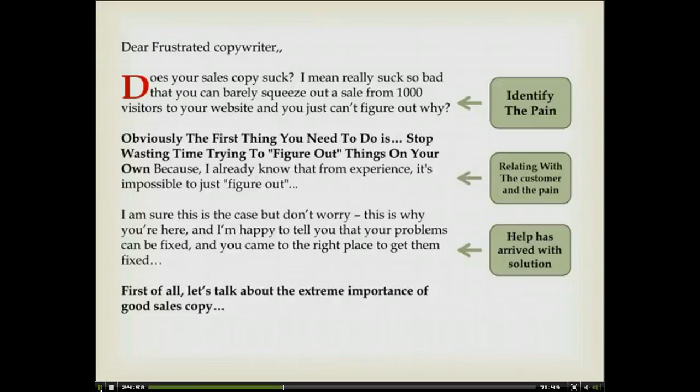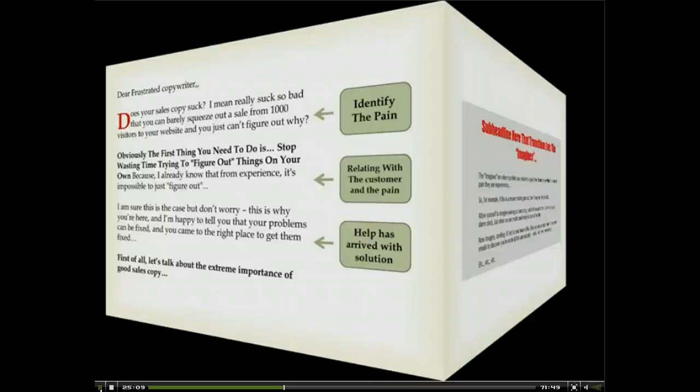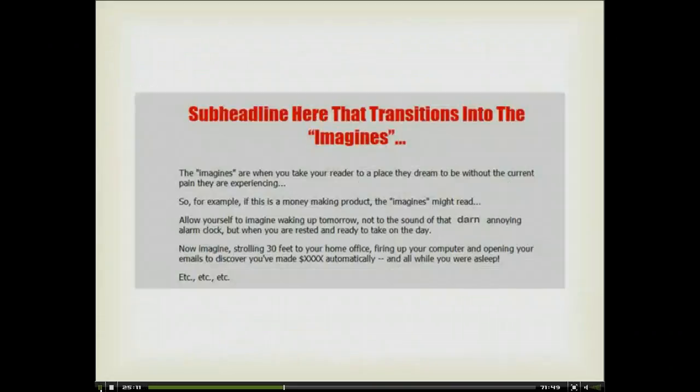So first of all, let's talk about the extreme importance of good sales copy. What you're going to have to do next is start talking about the importance of good sales copy, and why they're going to want to have this product from you. Next, we're going to transition with a subheadline into the imagines.